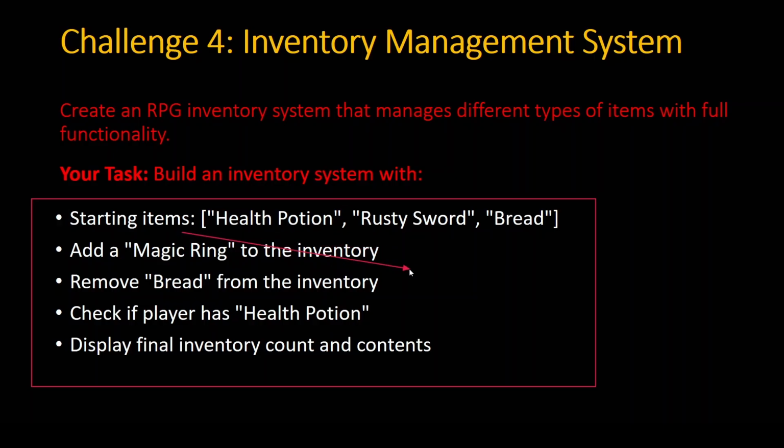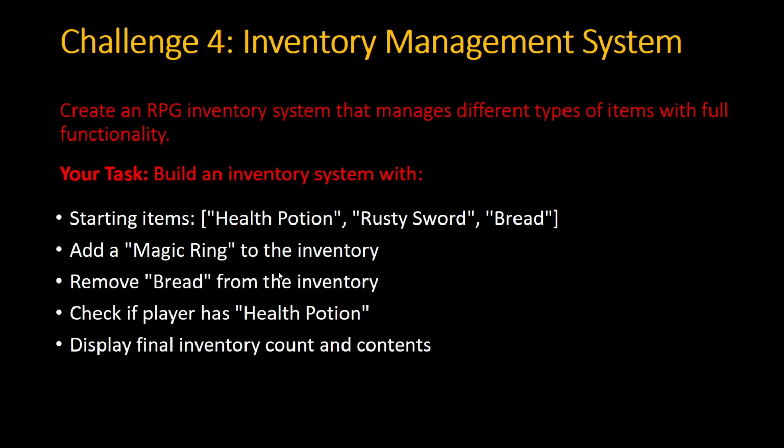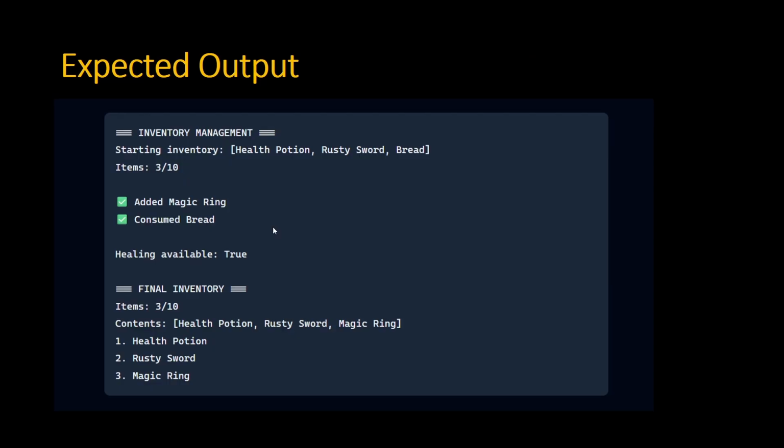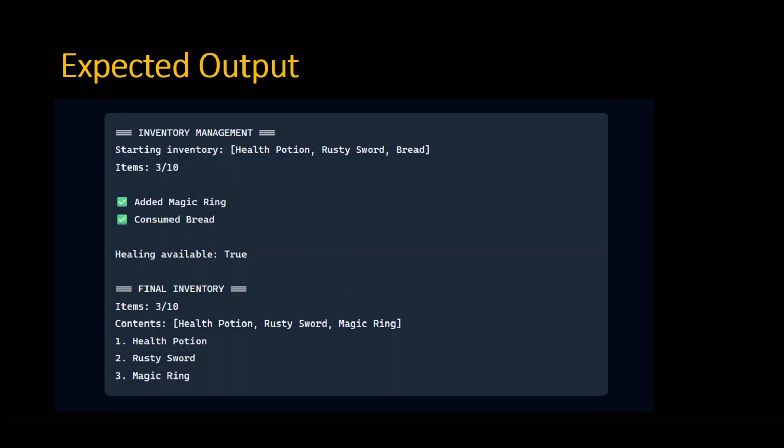You can just search for how to add a magic ring to the inventory, because I forgot to show that to you. But just a tip, you can use the built-in method append. And then remove the bread from the inventory and check if the player has a health potion. And finally, display the final inventory count and contents. Again, for you to understand that clearly, this is the expected output.